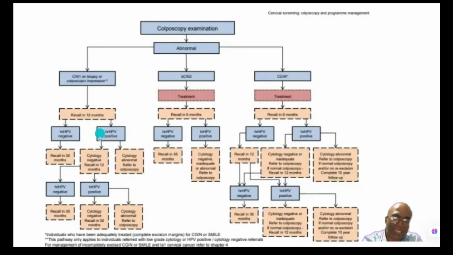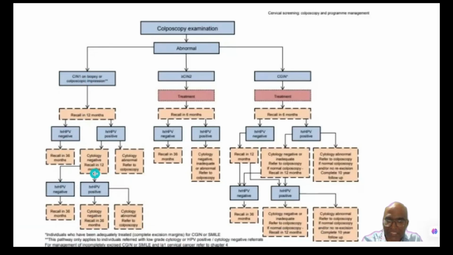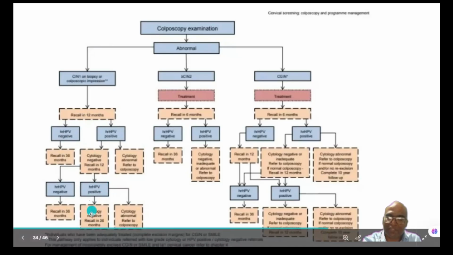She is only HRHPV positive, and this is the only case where, in spite of HRHPV positive, you are giving the recall in 36 months. So in CIN1, at the end of 24 months, if your colposcopy is normal but HRHPV is positive, then also you have a recall in 36 months, provided the cytology is normal. If the cytology is abnormal, definitely she goes to colposcopy. Is it clear? CIN1.